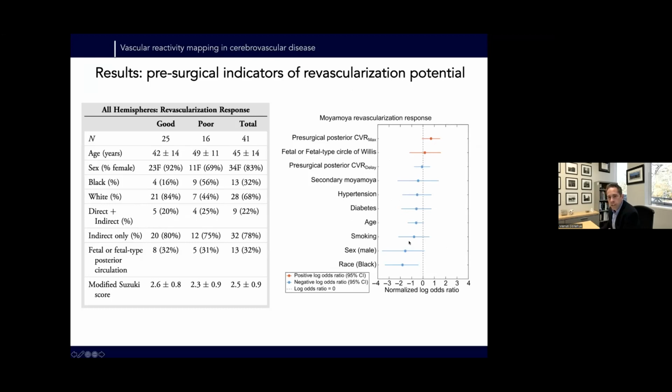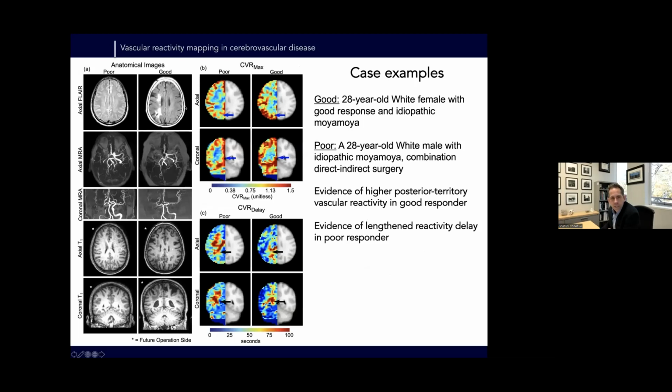That's often preserved in more and more patients. And then also, if you smoked, you did worse. If you were a male, you did worse. And Black participants versus white participants also had worse responses. These are just examples of what those images look like.